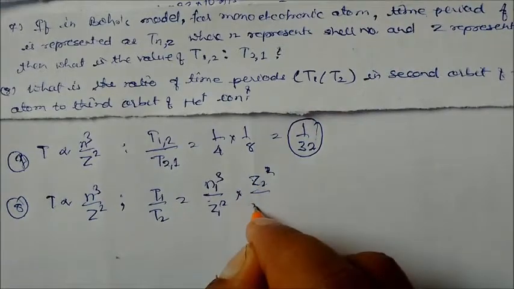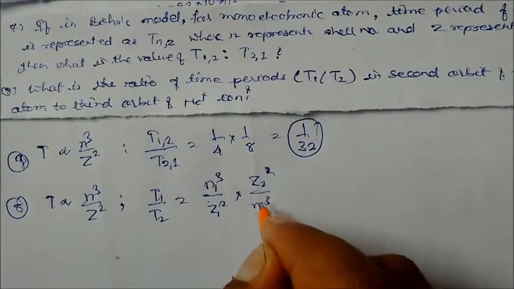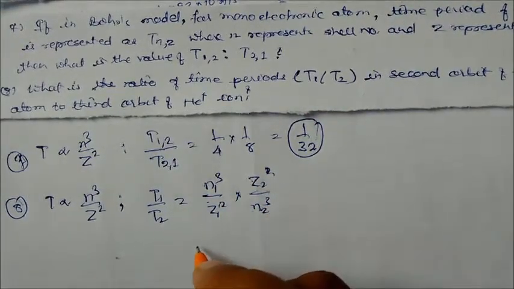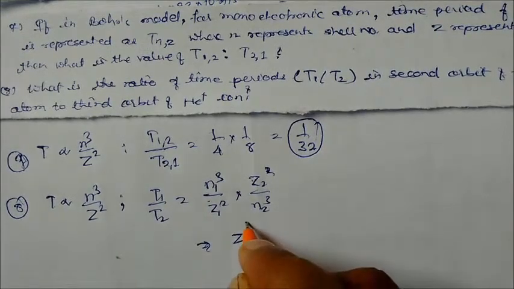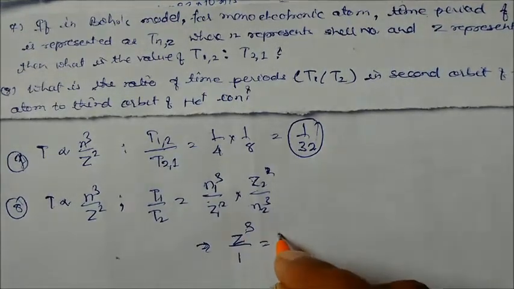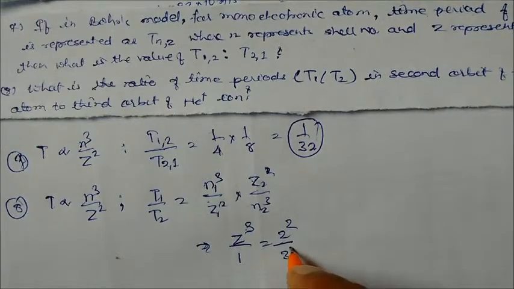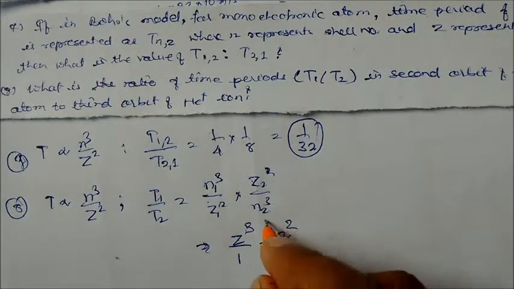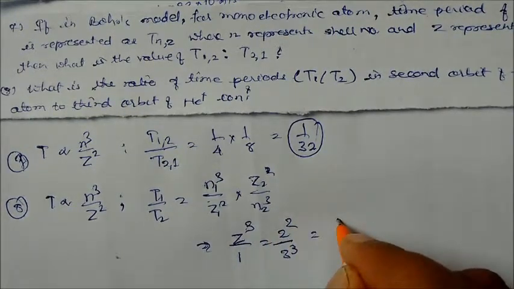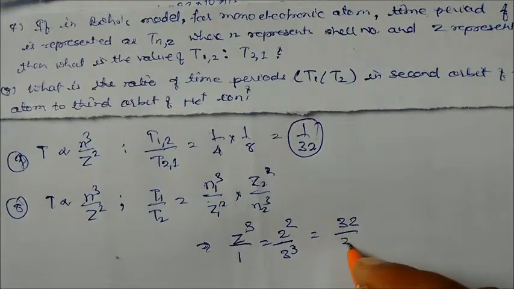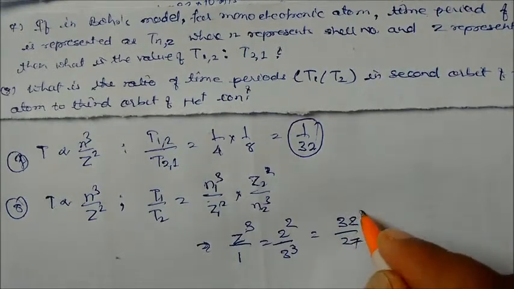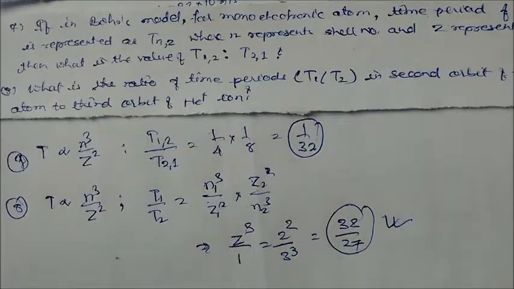into Z2 square by n2 cube. On solving this value, Z cube by 1 will be equal to 2 square by 3 cube, and then we will get the answer 32 by 27. So this is our answer.